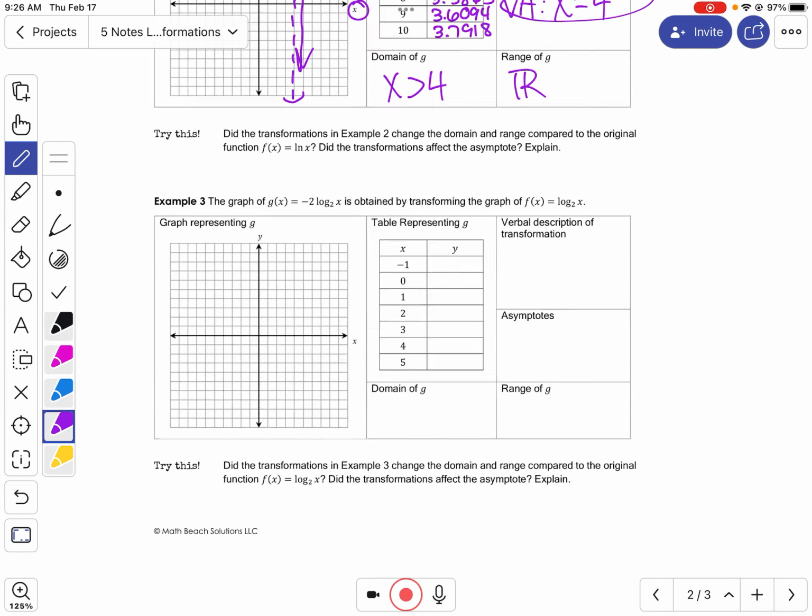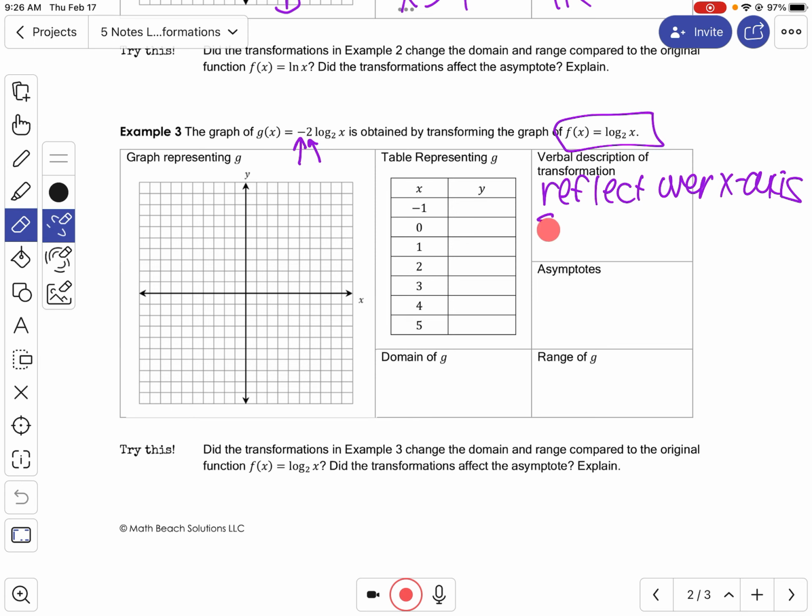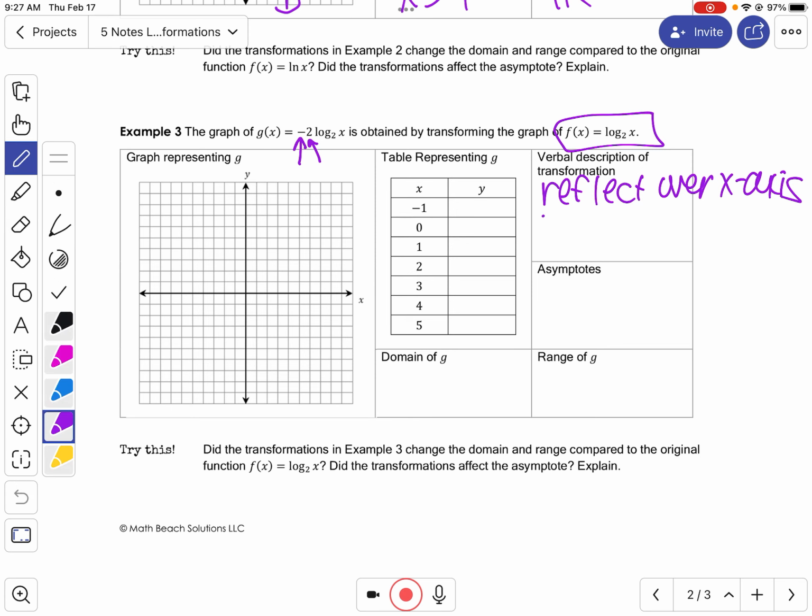Okay, looking at the next one. So this one we're starting with our parent function log base 2 of x, and notice our new equation, we have a negative. That will be a reflection over the x-axis. Then notice in the very front, before our parent function log base 2 of x, is a 2, which means there's going to be a vertical stretch by 2.